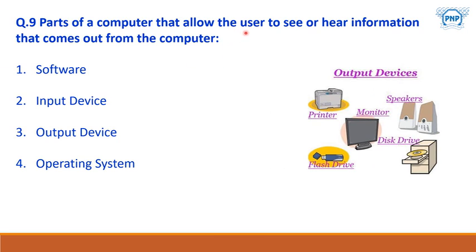Parts of a computer that allow the user to see or hear information that comes out from the computer. Which part? Output device. Okay, with the help of a printer you can take a printout and you can see that. On a monitor you can see the movies. With the help of this pen drive you can take the files and watch those on any desktop. With the help of speakers you can listen to the voice, the files. With the help of disk drives also you can listen to the voice or the songs which are present on this particular CD.